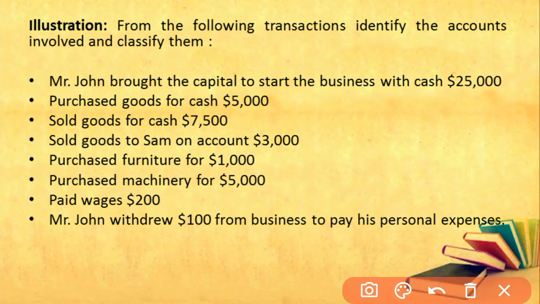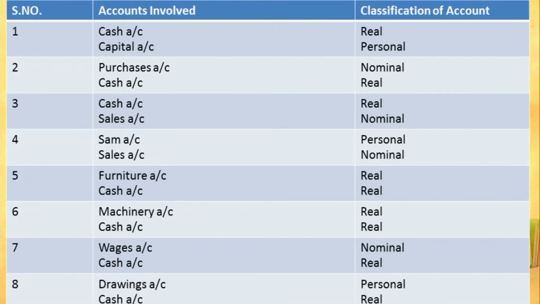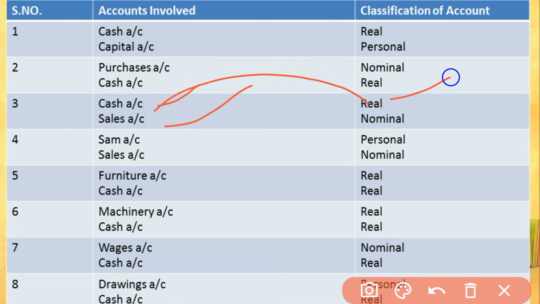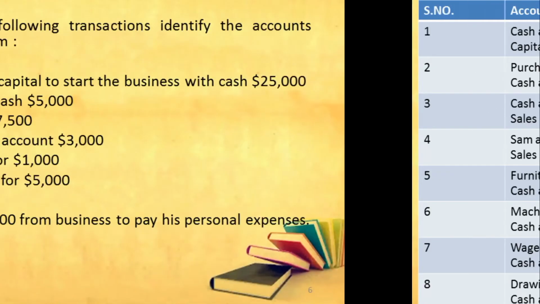Right. Let's move on. Next is your sold goods for cash. So two accounts that are being involved is your sales and cash. Your cash and sales. Cash is what? Real account because it's a current asset, and your sales are what? Nominal. Why? Because you are having some income from the sales. That is why it is the nominal account.